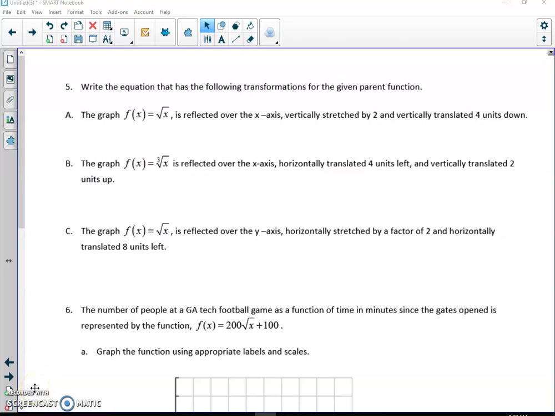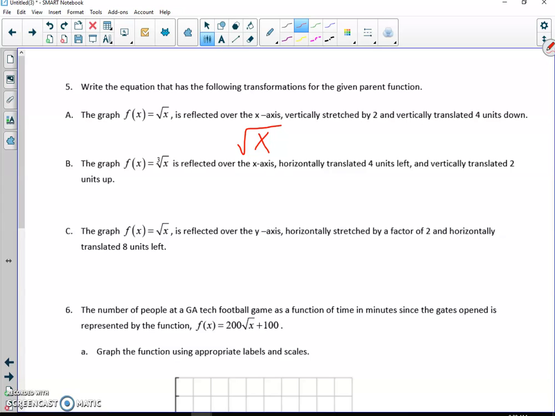All right, you guys, so the last little part here, it says write the equation that has the following transformations for its given parent function. So this says the graph square root of x is reflected over the x-axis, vertically stretched by 2, and vertically translated down 4. So we just need to put these transformations in the right spot, okay?